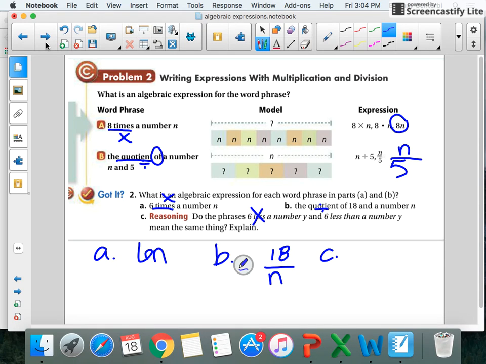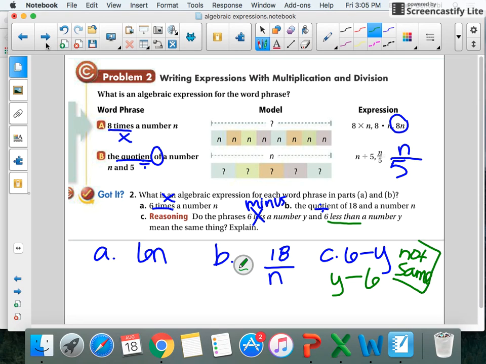Remember, with subtraction, you cannot flip-flop the order, so the wording does matter. This right here means minus. When it says just less, it means 6 minus a number y. So I would write that 6 minus a number y. Now this one here, it says 6 less than a number y. So that means that you're going to start with a number y, and then take 6 less than that. So you have to subtract 6 from that. So those two things are not the same.